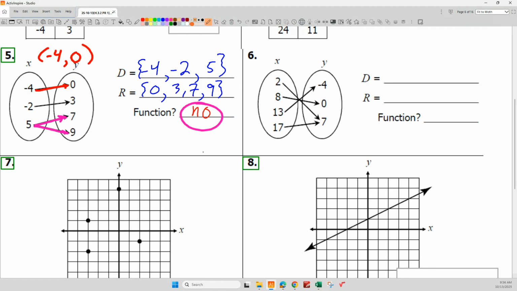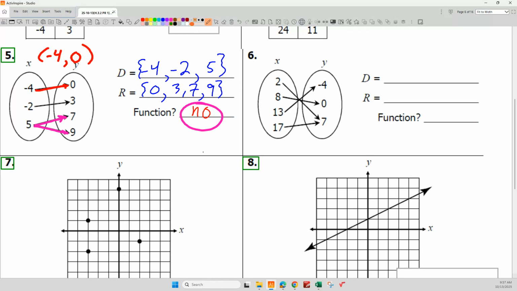Okay, what about number 6? What's the domain on numbers? Actually, we won't even bother with the domain and the range. Just tell me thumbs up or down. Is 6 a function? Is that relation a function? Yeah, I'm seeing lots of thumbs up, but how come I see 2 arrows pointing at 7? Is that a problem? How come that's not a problem? You're right. Because why?